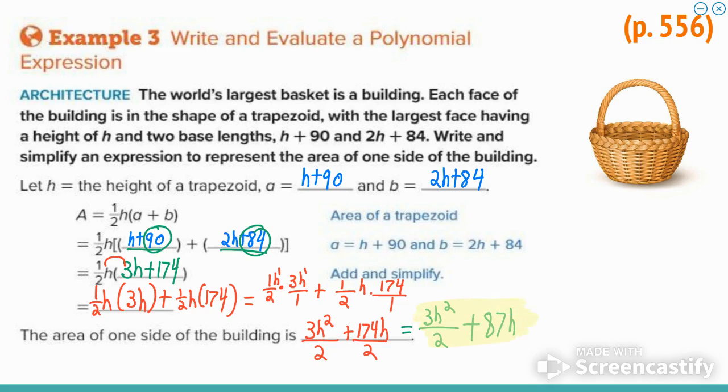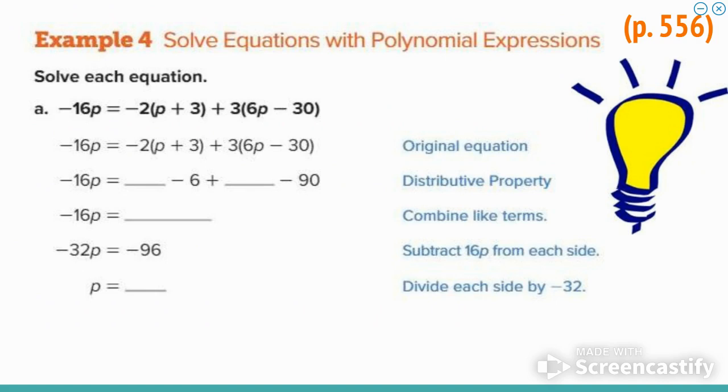All right, now we also will have to do some equation solving involving this. So let's take a look at some equation solving. So we have negative 16p is equal to negative 2p plus 3 plus 3 times 6p minus 30. So we could see we got to distribute. So when we distribute, we'd get negative 2p minus 6 here, and then 3 times 6p is 18p.